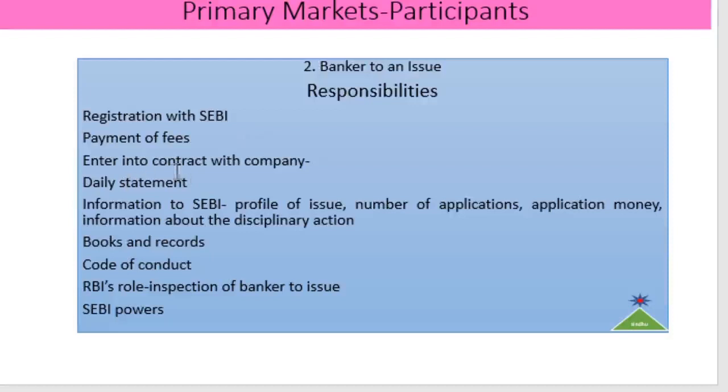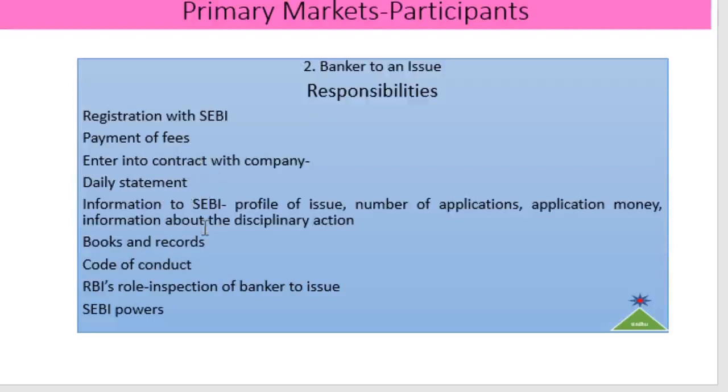Third one is entering into contract with the company. The issuer company has to enter into a contract with the banker to an issue. The contract shall include detailed information about the number and address of collection centers at which applications and application money are to be received, the fee for the services and other terms and conditions of the appointment. That is, the company needs to enter into a contract with the banker who is willing to act as banker to the issue.